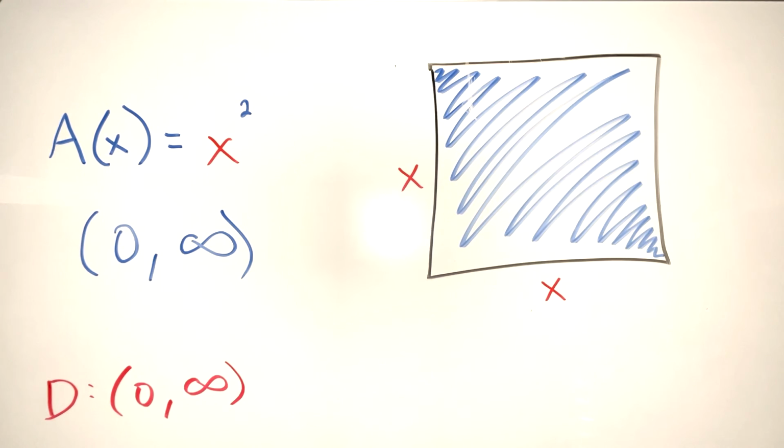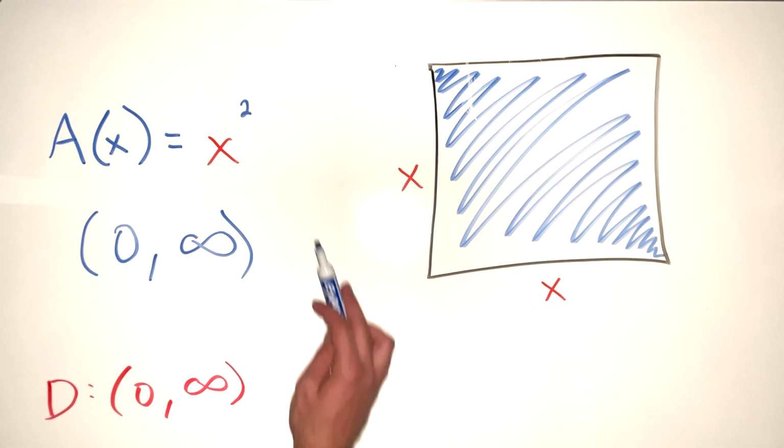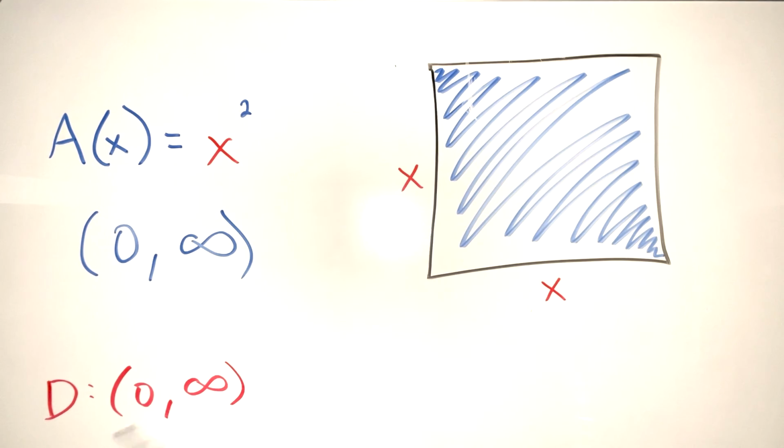Another way to think about it is since our side lengths cannot be negative, and our domain says we can only have inputs from 0 to infinity, our range is going to be the set of outputs based on those inputs. So since we're inputting only positive numbers, when we input positive numbers, they get squared and out comes positive numbers from 0 to infinity.